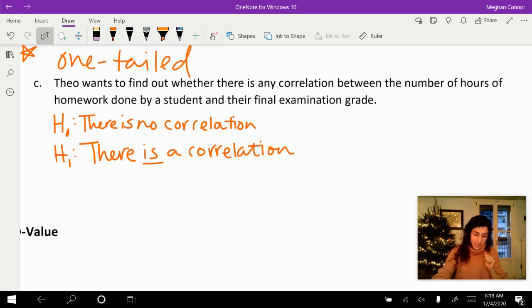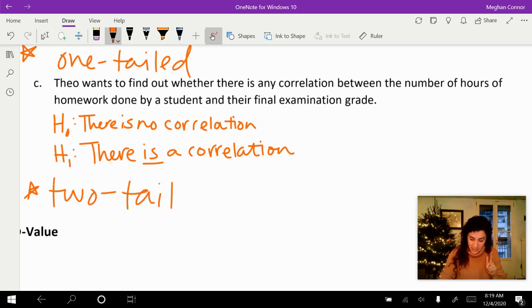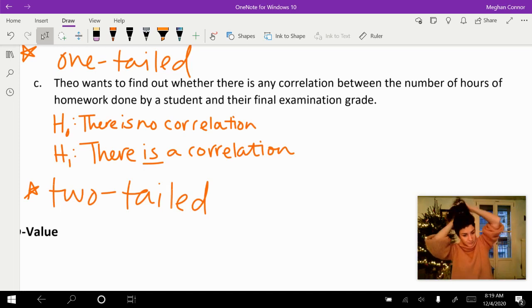Take a second, tell me one-tailed or two-tailed. This is a two-tailed test. All of our examples so far of one-tailed tests have been correlation related, and I just want to show you that you could also have a correlation two-tailed test where you're like, okay, either there's no correlation or there is a correlation. I don't really want to focus on whether it's positive or negative. I just want to show that there is some sort of relationship there.